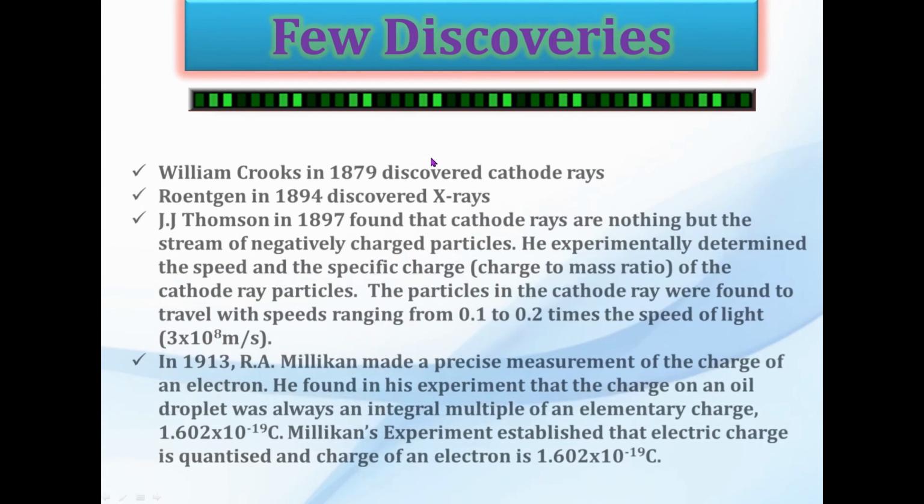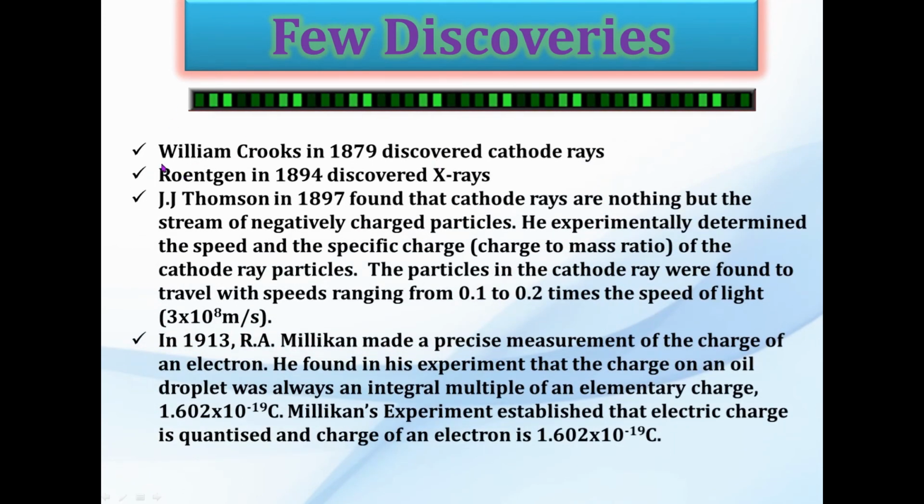So the study of the discharge through gases at low pressure led to many historic discoveries. We'll see the discoveries one by one. William Crookes in 1879 discovered cathode rays, and Röntgen in 1895 discovered X-rays. And in between there is one more discovery, in 1887, which we had already discussed: Heinrich Hertz conducted one experiment on the photoelectric effect.